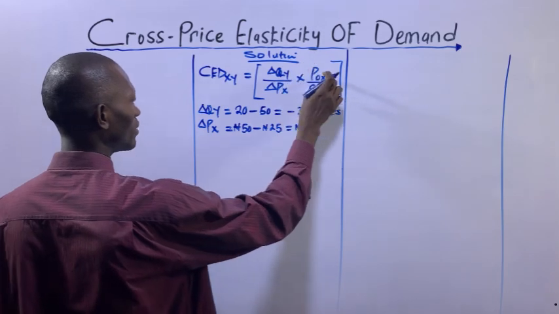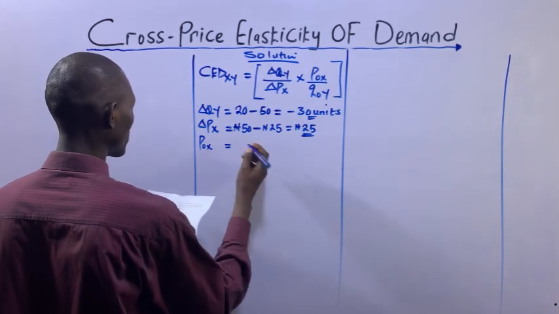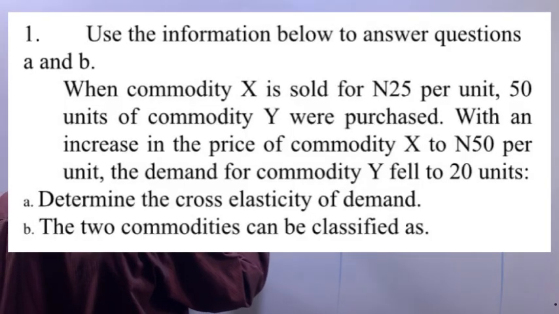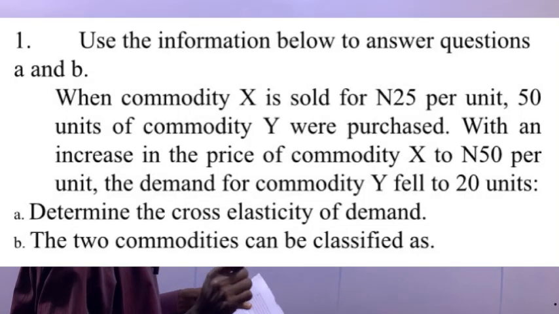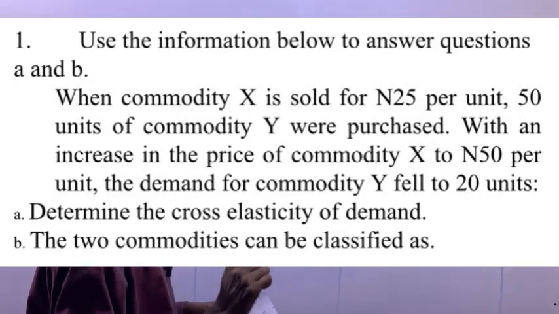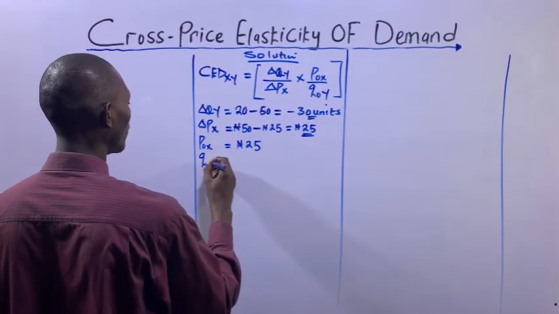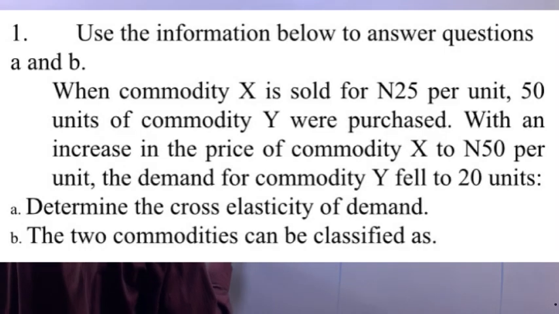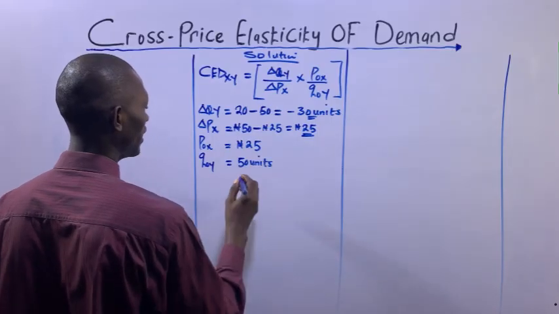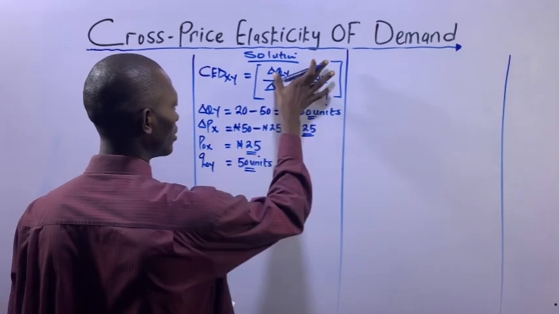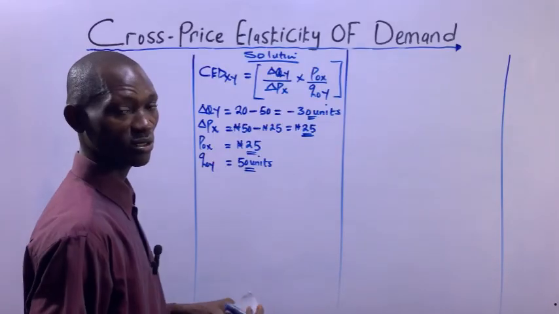Then the old price of X is 25 naira, because we were told that when commodity X is sold for 25 naira, that's the initial price, the old price. Initial is the same thing as old. Then the old quantity of Y is 50 units. Having gotten all these variables, let's plug them into this formula and get our cross price elasticity coefficient for commodity X and Y.